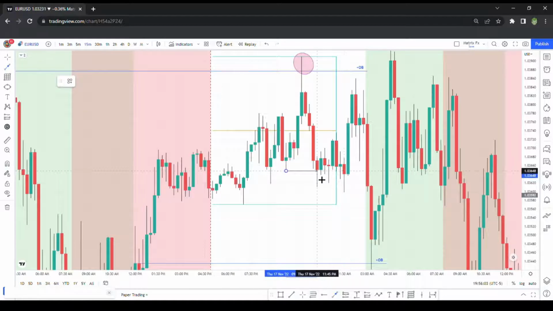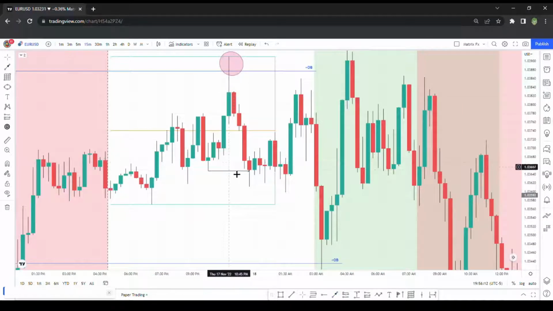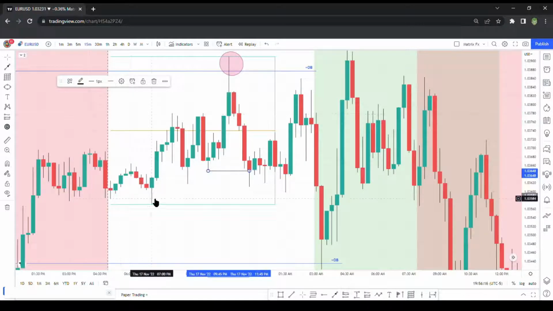Anywhere you want to take your break of structure from, if it was on the body, no problem. From the wick, no problem. But this is the 15-minute chart, so I will take the wick. Break of structure.